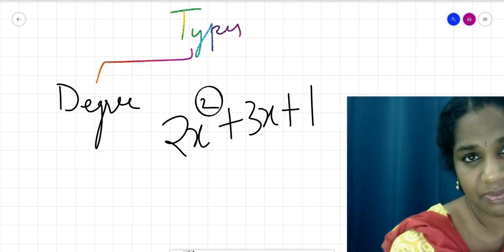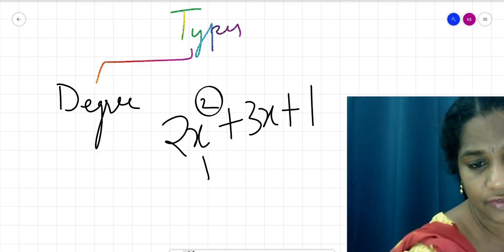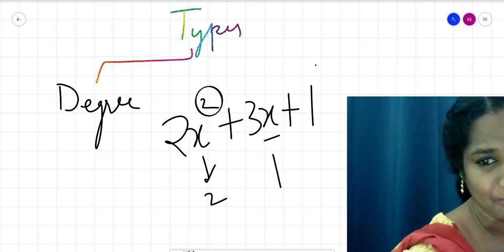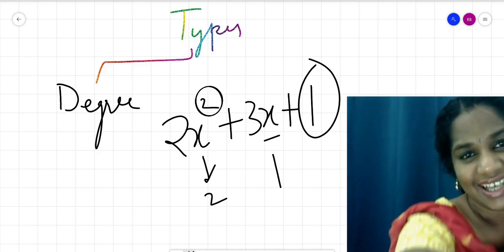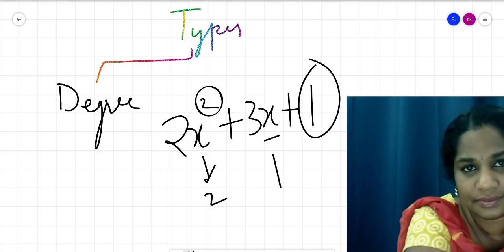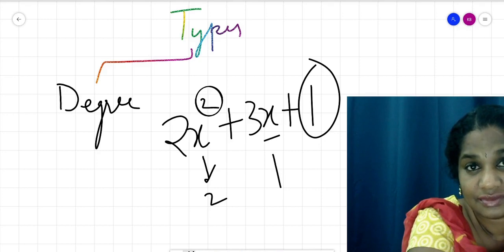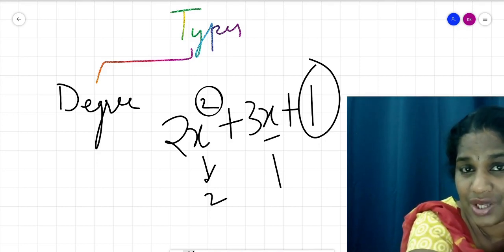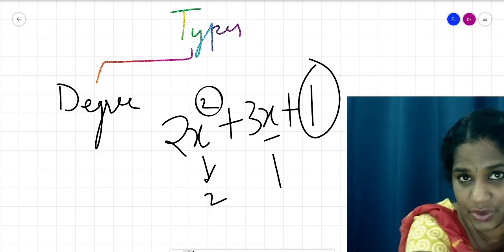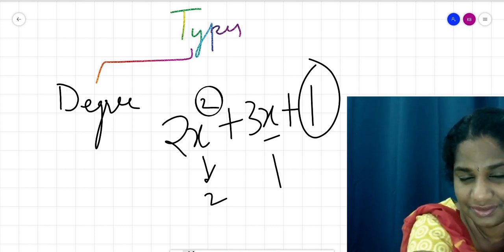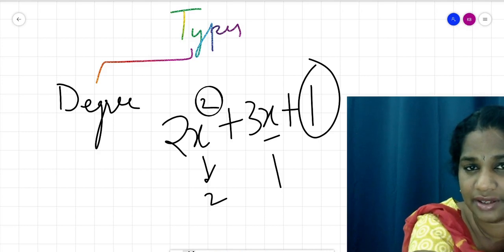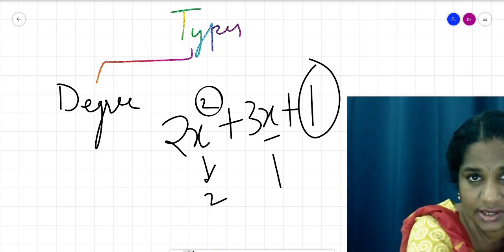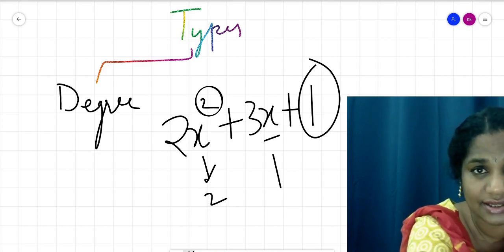What is the highest power here? The power of this is 2. Power of this x is 1. What is the power of this? Does it have a power? 1? You can ask me, there is no variable. So how does 1 have a power? Do you have that question? You should have questions, my dears. Always ask questions. As many questions you ask, that much your doubts will get cleared.